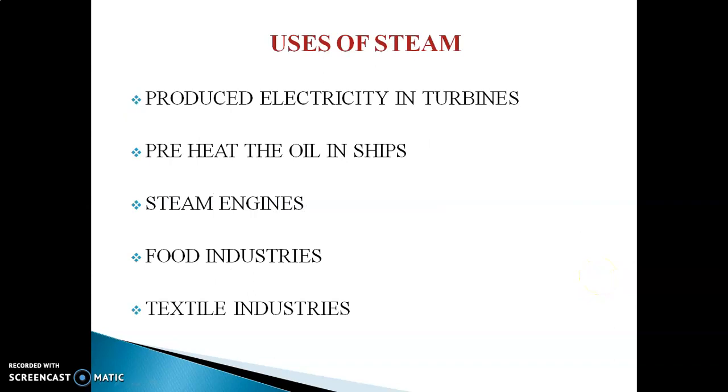Uses of steam. In steam turbines, we use steam to produce electricity. In ships, it is mainly used to preheat the oils. Steam engines. In food industries, it is used for cooking food and other purposes, and also in textile industries.